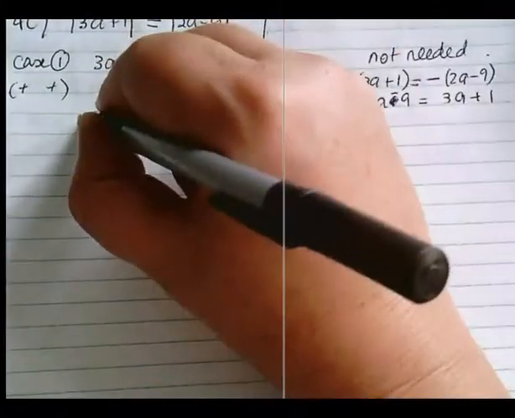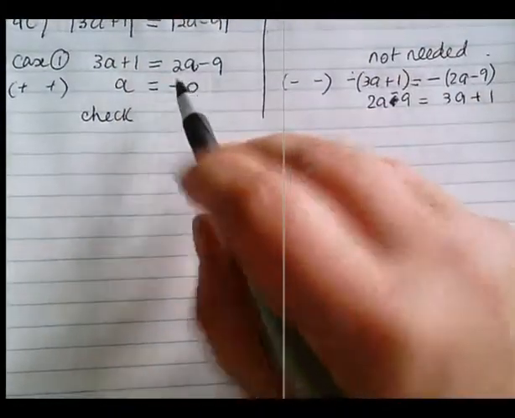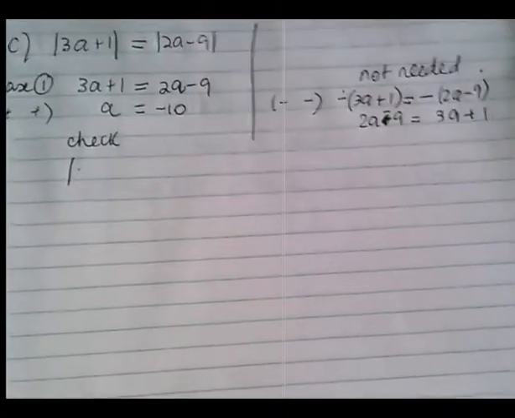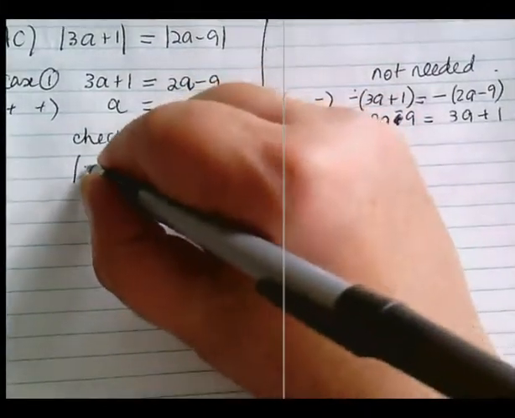So a is -10, but I have to check my solution. So a is -10, what would that give me? 3 times -10 is -30, plus 1.